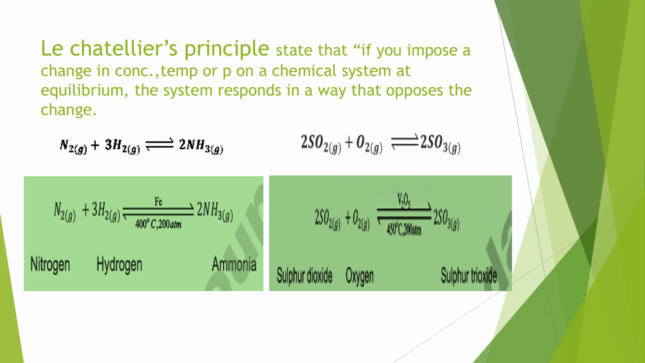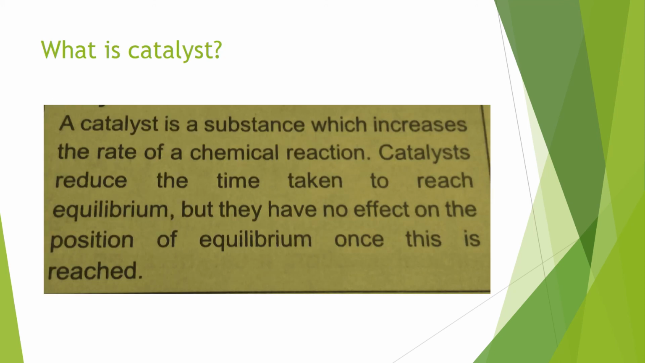So when we apply these conditions, we can get the maximum amount of the sulfur trioxide for the formation of the sulfuric acid. So this Le-Chatelier principle is very important to find out the different industrial products, or to get maximum amount of the industrial products from these reversible reactions.